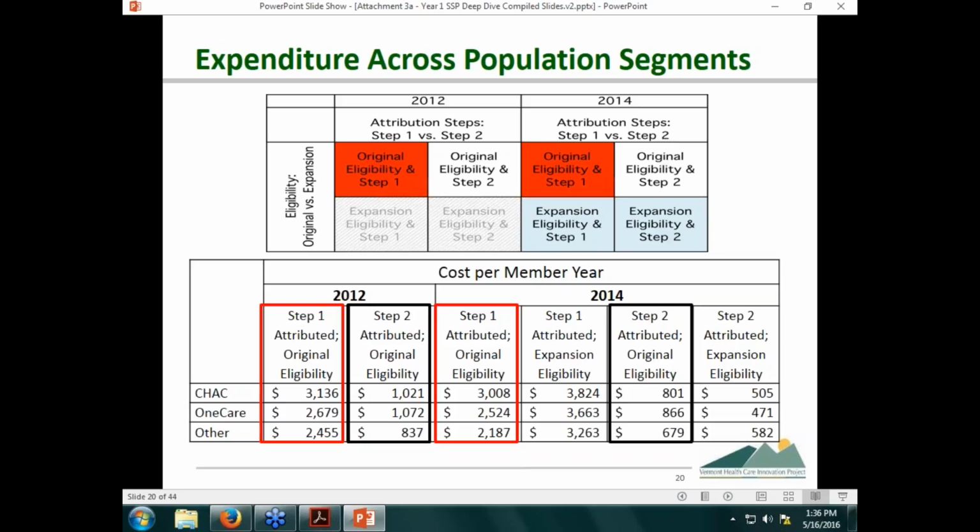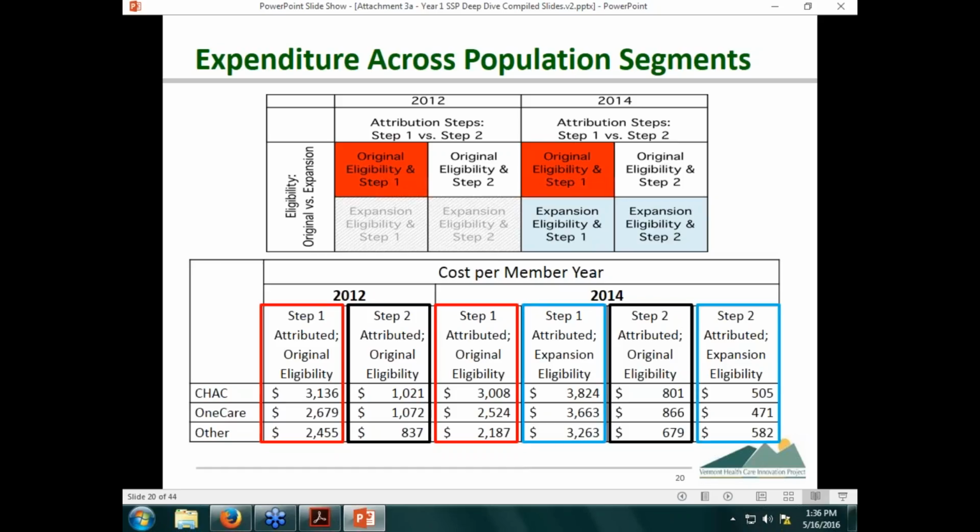Now we bring in the next group, which is individuals who are attributed through that second step, or based on their PCP of record. These are also folks who have original eligibility. And once again, we're seeing that on average, per member per year expenditure is going down from 2012 to 2014.